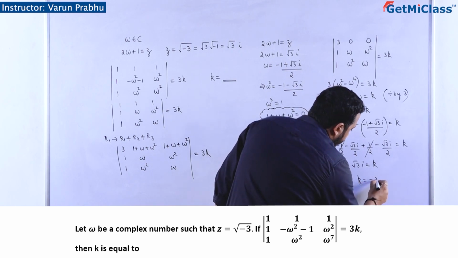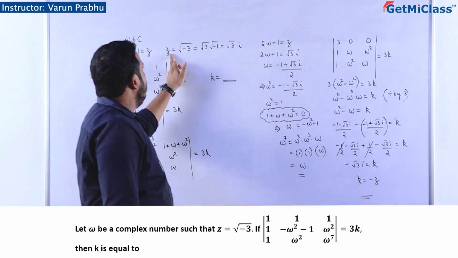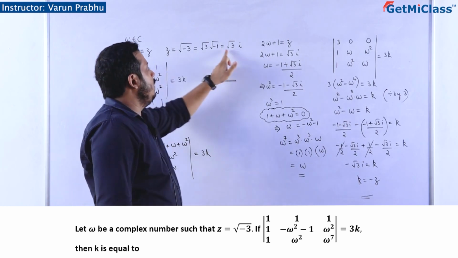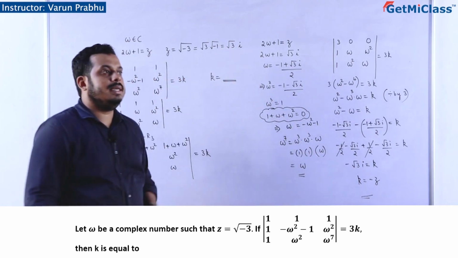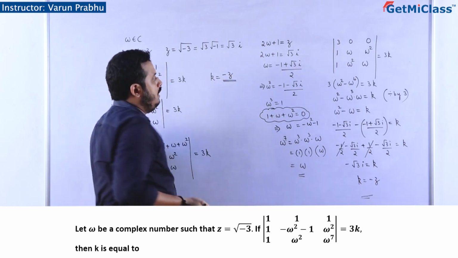So k is equal to minus root 3i, which is nothing but minus z, correct or not? So z is root 3i, so minus root 3i is nothing but minus z. Minus z is the answer to the question. What answer do you write here now? Minus z is the answer to the question.